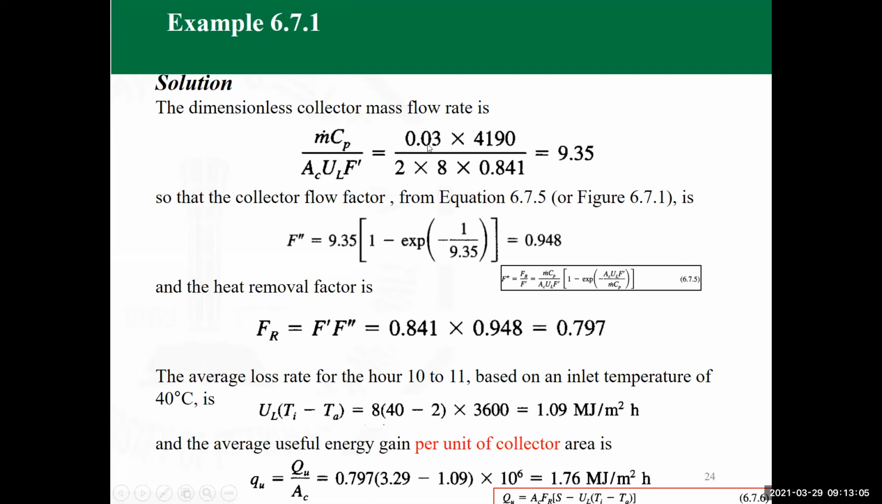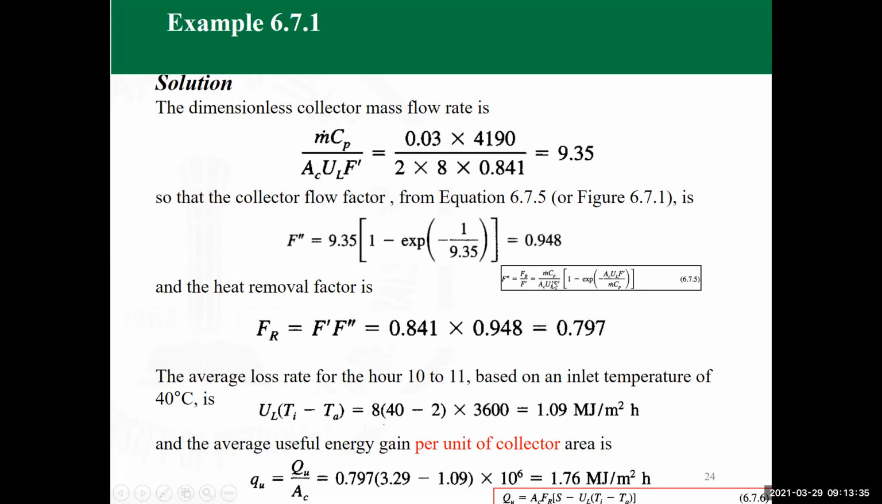So m dot is 0.03, Cp of water is 4190 joules per kilogram Kelvin, collector area is 2, the loss coefficient is 8, and from the previous equation 651, we got the value of F dash, either by the equation or the figure, to be 0.841. So this expression is calculated as 951. We're going to substitute in equation 675, the one I just brought here again.